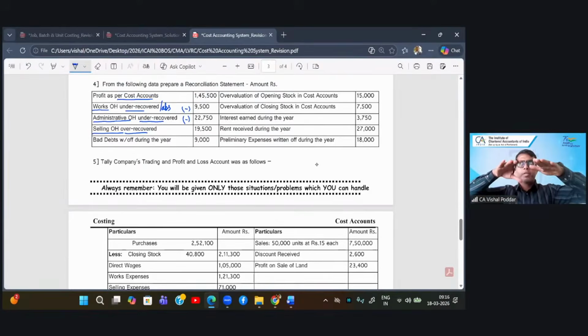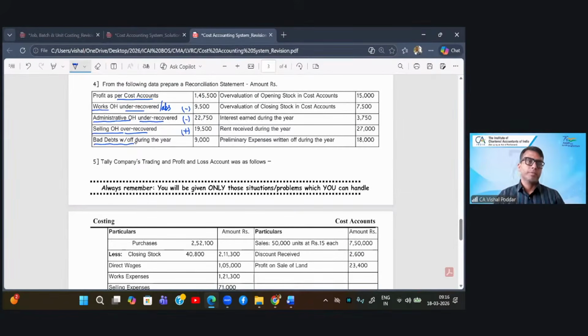Conversely, if expenses are over absorbed, it means it is more in costing, less in financial. If it is more in costing, what is the impact on the costing profit? The costing profit will be less because the expenses are more in costing books. So costing profit is less. Our starting point is this, so I have to climb upwards. Add.